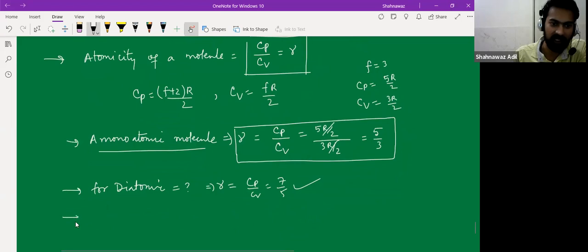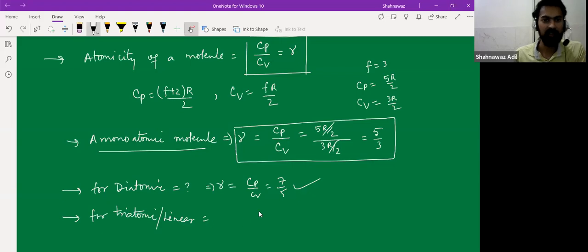Right. Okay, and let us calculate for what? For the triatomic case. Triatomic and then linear. Right. So this will be what? Please calculate and tell me.